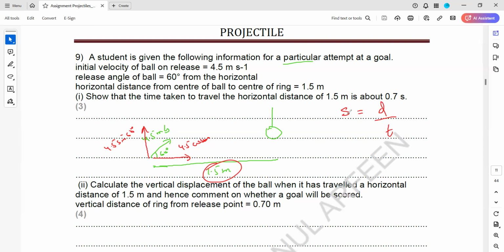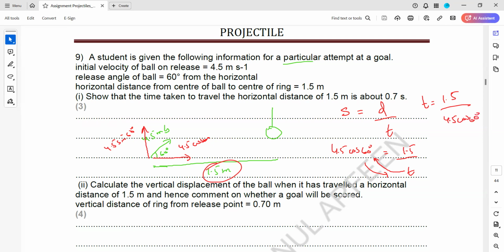So speed is 4.5 cosine 60, distance is 1.5 and the time is t. We just cross multiply, since we need t. So t is equal to 1.5 divided by 4.5 cosine 60.